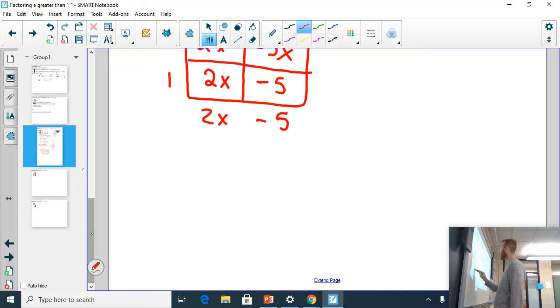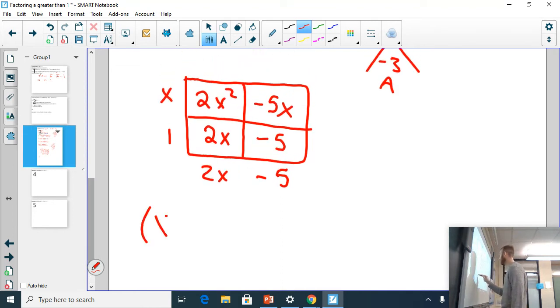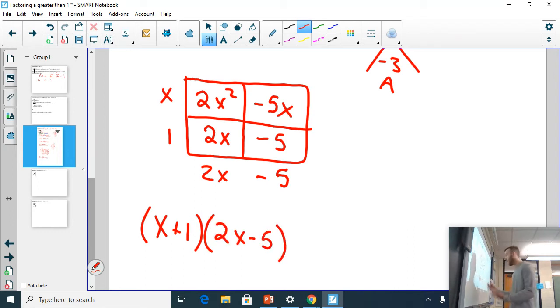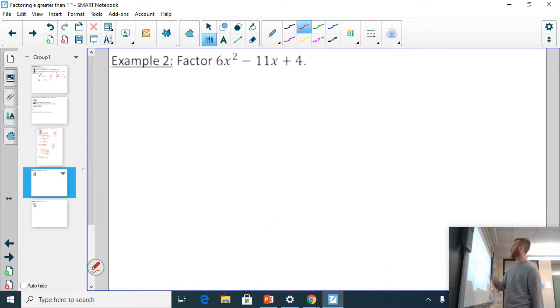And so how we write this is we'll have x plus 1, and then we're going to multiply that by 2x minus 5. And you notice we got the same answer. We flipped it around, but that's okay. It doesn't really matter if it's flipped around or not. And so that's the box method.